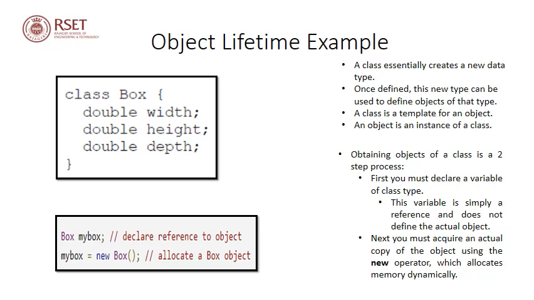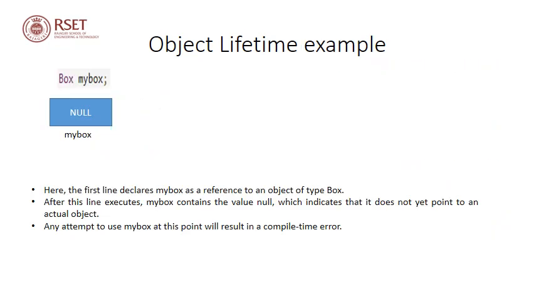Next, you must acquire an actual copy of the object using the new operator, which allocates memory dynamically. That is shown as the second step: myBox equal to new box, which causes a copy of the object to be assigned to the variable myBox. Thus, as discussed in the previous slide, the statement box myBox declares myBox as a reference to an object of type box. After this line executes, myBox contains the value null, which indicates that it does not yet point to an actual object. Any attempt to use myBox at this point will cause a compilation time error.